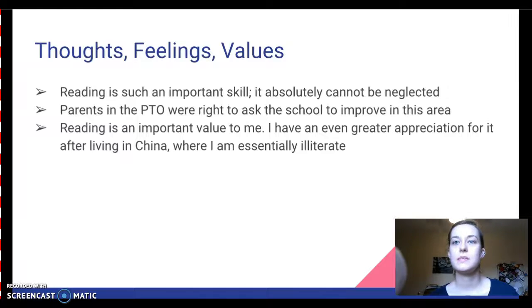I also thought the parents in the PTO were right to ask the school to improve in this area. Their concerns were very valid. I think if I had kids and this situation was happening to me, I would also be worried if my kids were not learning reading the way they are supposed to.